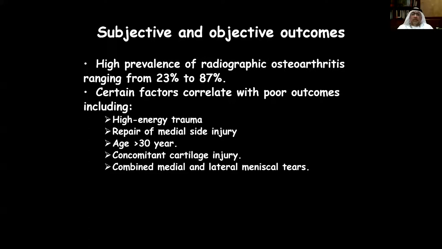Then when we have done all this procedure, we also need to know the outcome after multi-ligament surgery. It's not just doing the surgery for the sake of surgery. As we said, we need to make sure that we improve the patient outcome, and that's our aim in all our management. Studies show that there is a high prevalence of radiographic osteoarthritis, ranging from 23 to 87 percent in different papers. Certain factors that correlate with poor outcome include high energy trauma, medial side injury repair, age above 30, and concomitant cartilage injuries. So they lost their cartilage, and combined medial and lateral meniscal tears, where the meniscus is the shock absorber of the knee. That expedites the aging process and arthritis in these knees.